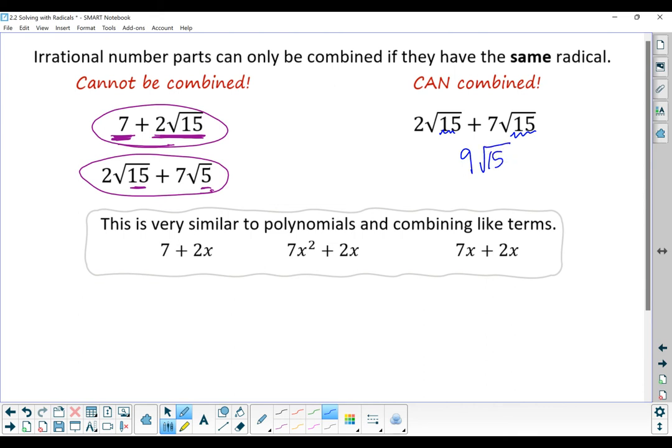And your calculator would show you that these can't combine and that these can if you type it into your calculator. This idea is very, very similar to our ideas when we're adding polynomials and combining like terms. If they aren't alike, they don't combine. Only when they're alike are we allowed to combine them. And that principle works with radicals as well.